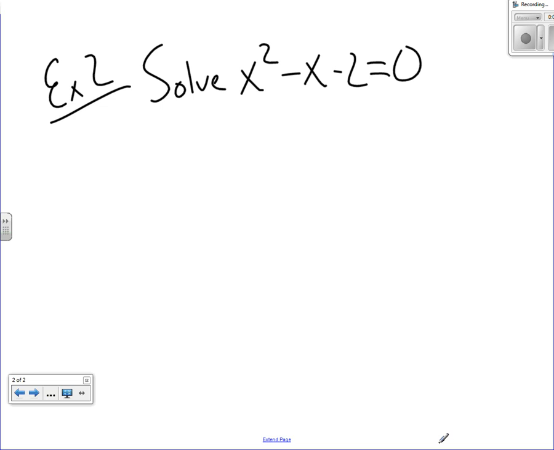All right, so we start off with our procedure. Make sure zero's on one side. We're good there. Zero's already on one side. The next step is factor out the GCF. Again, the GCF is 1 in this example, just like it was in example 1. Now, our next step is to actually factor the left-hand side.